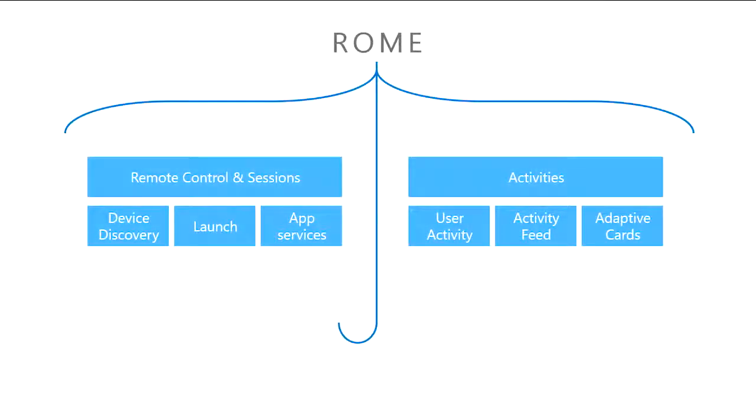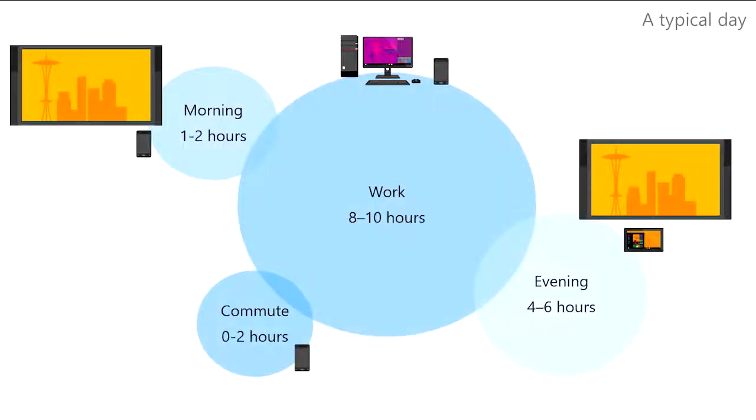The easiest way to think about Project Roam is an umbrella of functionality, with experiences happening now and later. The remote control and sessions experiences are the ones happening now, and my colleague Carmen Forsman will be going into a similar video to explain these to you, and I encourage you to go check it out. The activity APIs are the ones that I'll be explaining to you, and these are the experiences happening later. I'll be giving you an overview of how this works and demonstrating how you can use them in your applications to increase engagement in your apps.